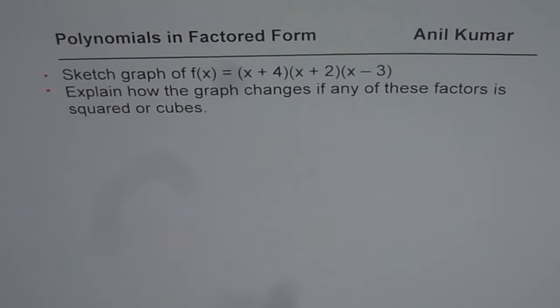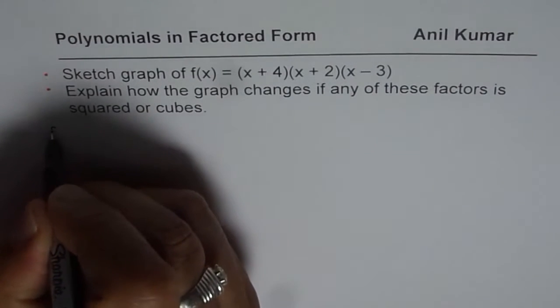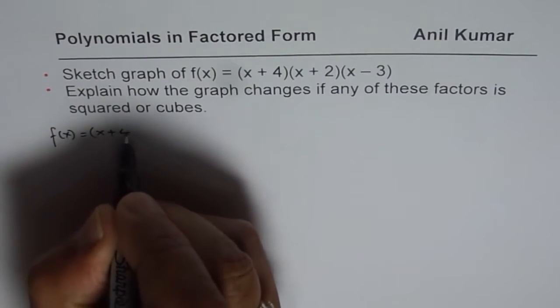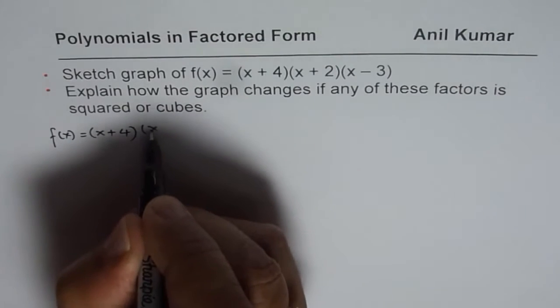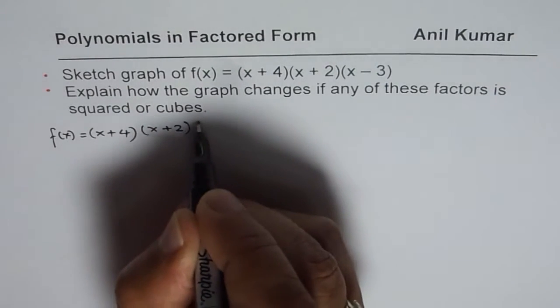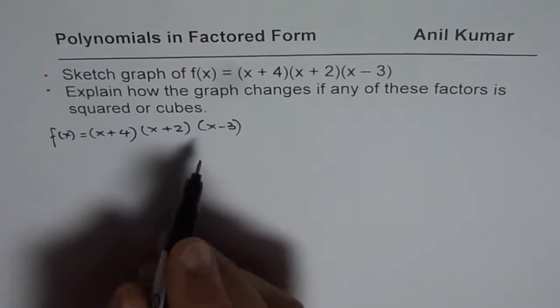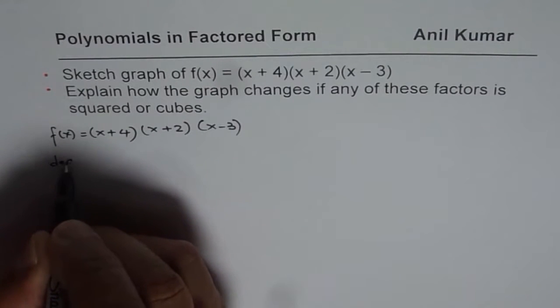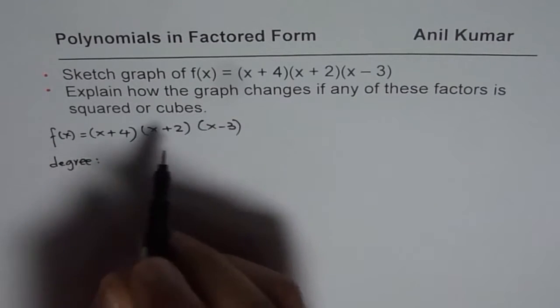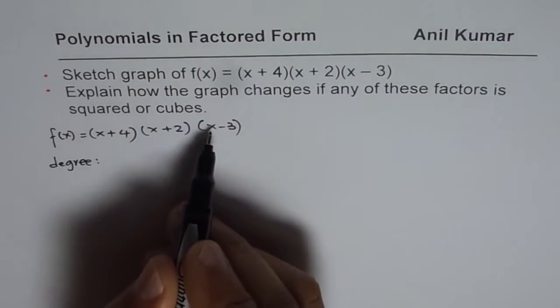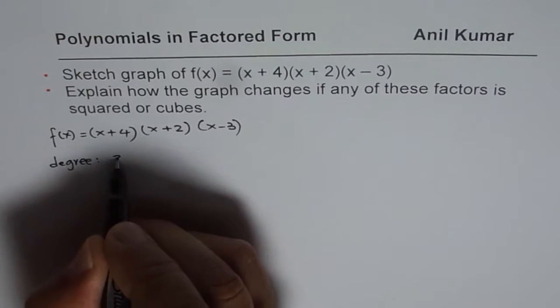Now here, let's begin by sketching the given function. The function given to us is f of x equals x plus 4 times x plus 2 times x minus 3. The steps involved are, first, check the degree. So let's find what is the degree of this. Degree is 1, 2, 3. When you multiply x and x and x, you get x cubed, so we get a degree of 3.